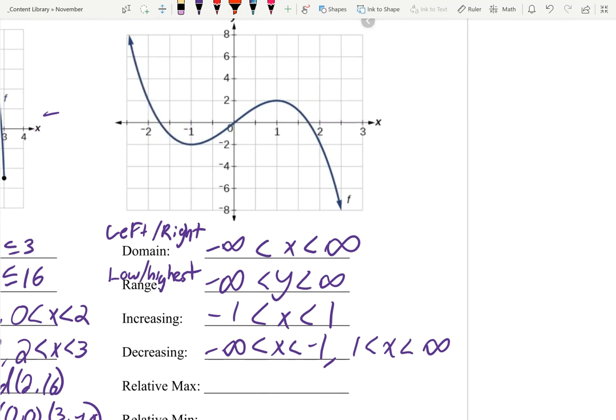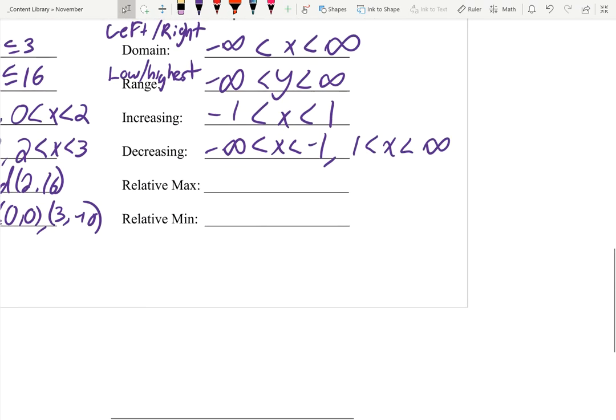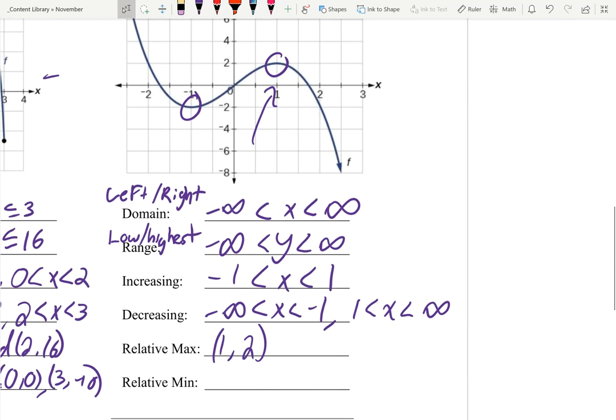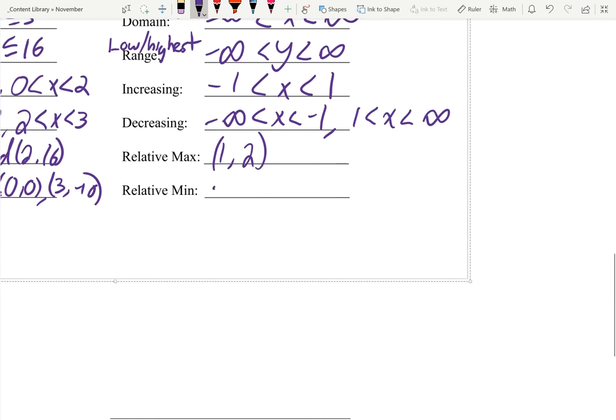So we have a relative minimum here and a relative maximum here. And that's it. That's all we can see. So our relative maximum is at 1, 2, based on that ordered pair. So 1, 2. And then our relative minimum would be at this point, which is about -1, -2. -1, -2. That's everything for this review.